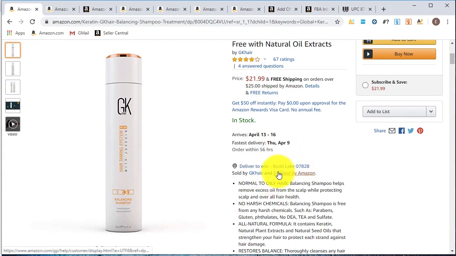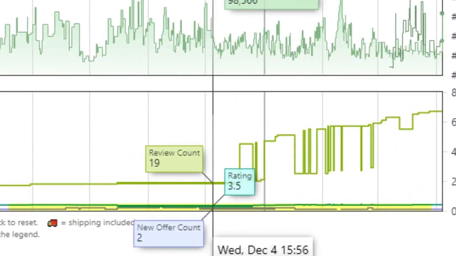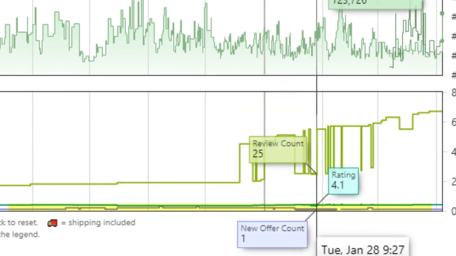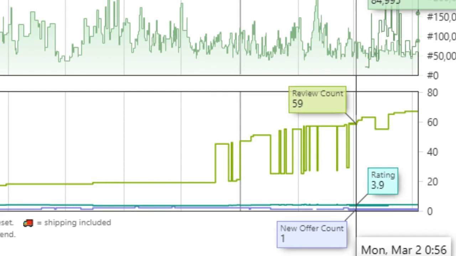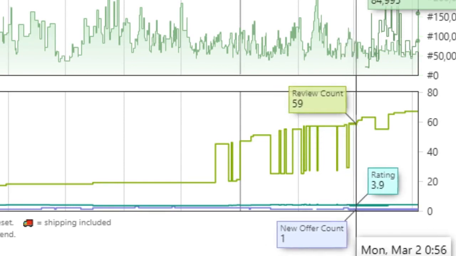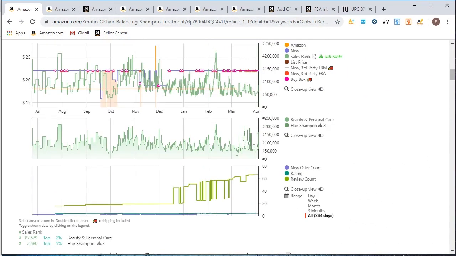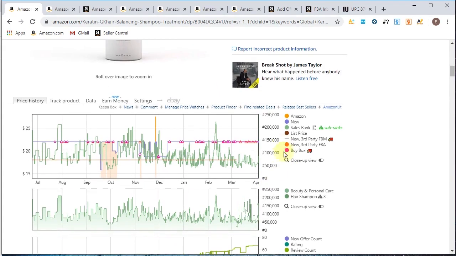So here, just to recap, we got sold by GK Hair, who's the manufacturer. And when you're looking at this chart down here, you can see that it drops from 2 sellers to 1 seller pretty frequently, and most consistently it's at 1 seller. Whenever a second seller jumps in, they're only on the listing for a day or two and then they get kicked off. So that's a huge indication that the brand owner is submitting IP complaints.